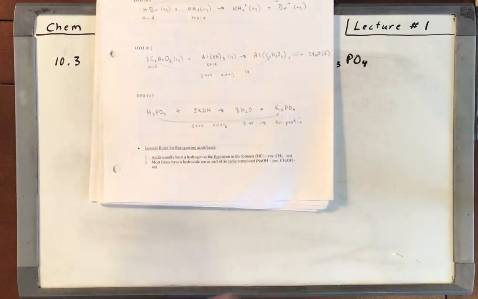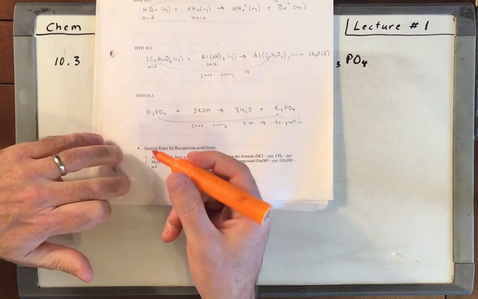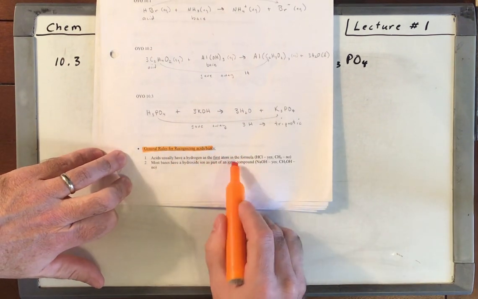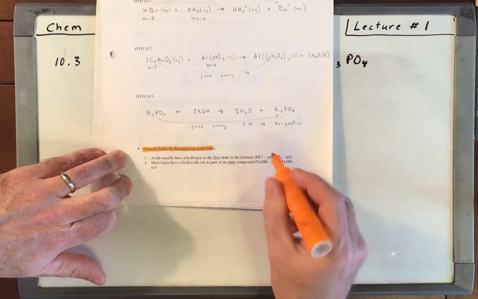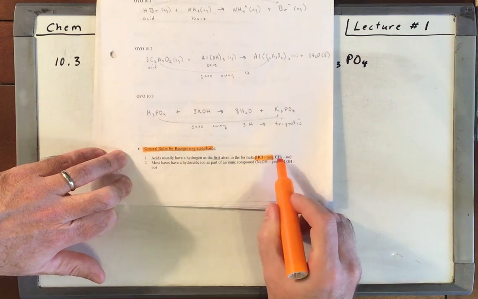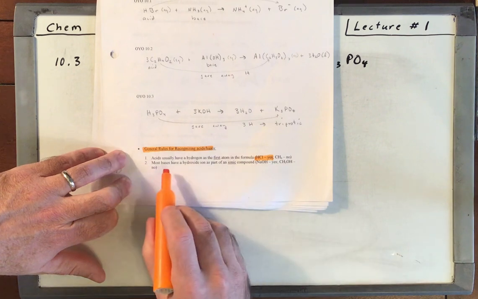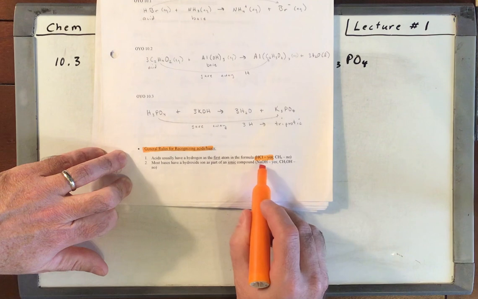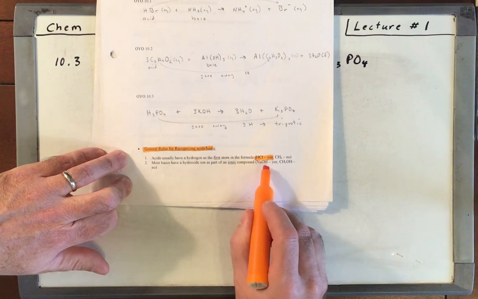So, general rules for recognizing acids and bases. Acids usually have a hydrogen as the first atom in the formula, such as HCl. Yes, that would be an acid. CH4, no. Okay, the hydrogen doesn't come first. Most bases have a hydroxide ion as part of an ionic compound. So NaOH, that's a metal and a hydroxide. That's an ionic compound, so that is a base.